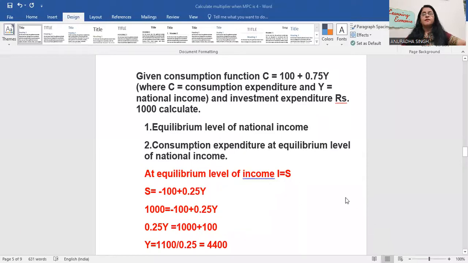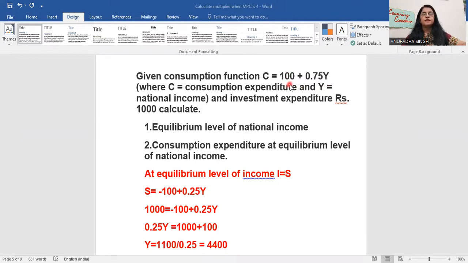See, you are seeing that in the first question it is written that there is a consumption function. What is a consumption function? It is a kind of linear equation, which I had already told you can be plotted on a graph. So given consumption function C is equal to 100 plus 0.75y.